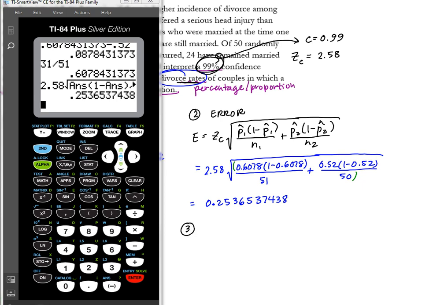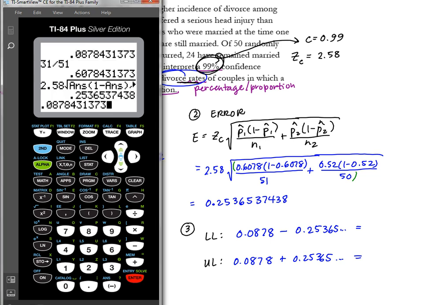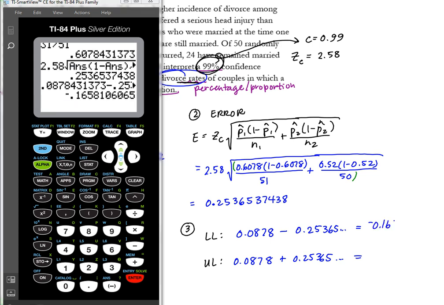Third step of a confidence interval after we cook up the margin of error is to just add and subtract to find the lower limit and the upper limit. That's your point estimate, or your best guess for the difference between them. That's under my calculator right now, but I see the answer up there, 0.0878 minus this margin of error, 0.25365 and so on, or the same values but added, 0.0878 plus 0.25365. So in the calculator I can scroll back up, grab this 0.08 number, that was our point estimate, subtract the margin of error for negative 0.166 to 3 decimal places, or take that statement and change it to plus.